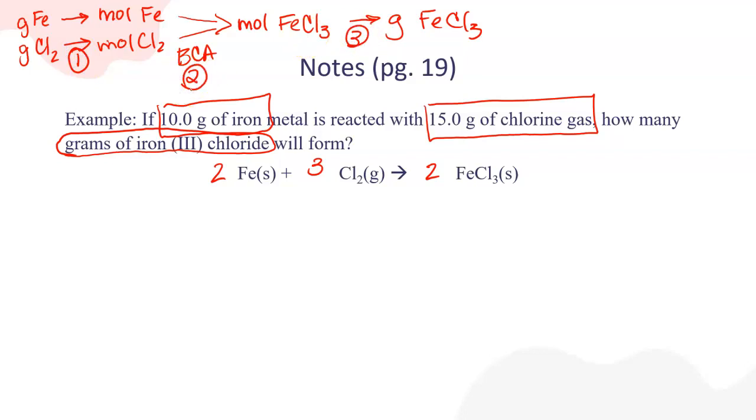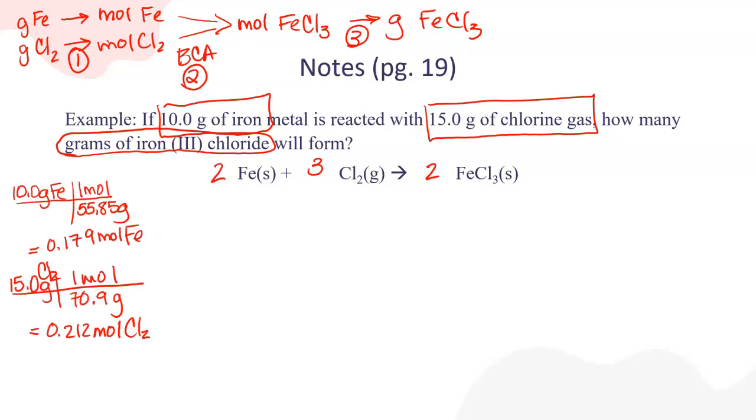Okay, so for our first step, you guys are going to, if you're watching, pause the video, or in class, you're going to solve for the moles of each one. Please do that now. So you should have gotten 0.179 moles of iron and 0.212 moles of chlorine gas. Okay, we are going to do step 2 together because the BCA table, when we do limiting reactants, there's a little bit of a trick that we have to pay attention to. You may have figured it out already, but we're going to do it together.